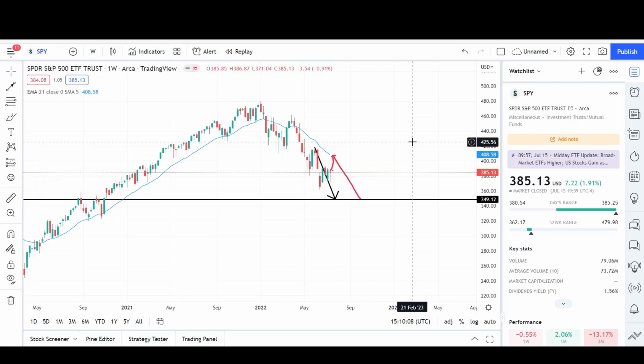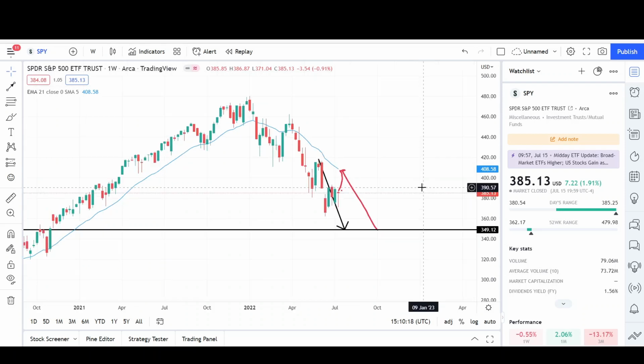Looks like we can see higher prices next week, and if we do, we could reach that 401, maybe the 410 level. If we don't see higher prices next week, then we're probably going to just continue lower to my 350 target that I'm still thinking we can reach. So I'll give you guys an update next week.